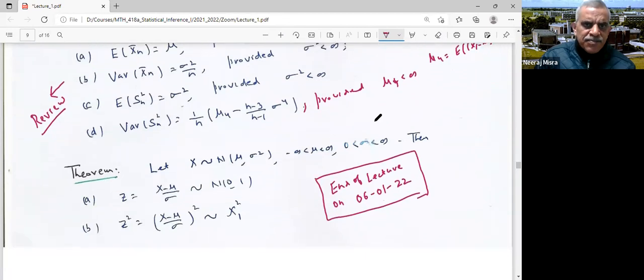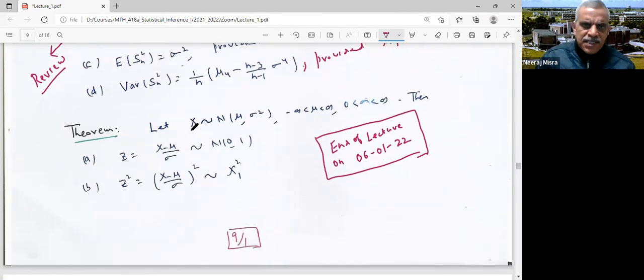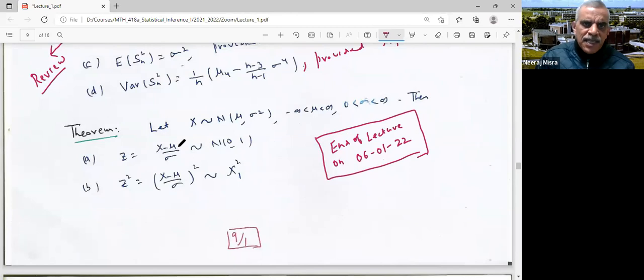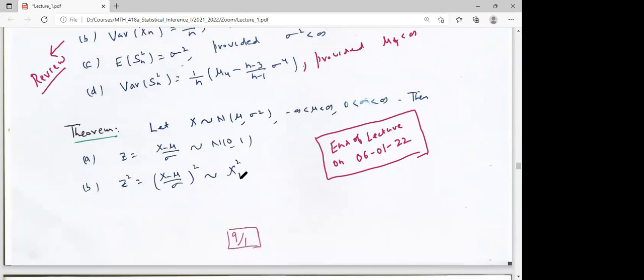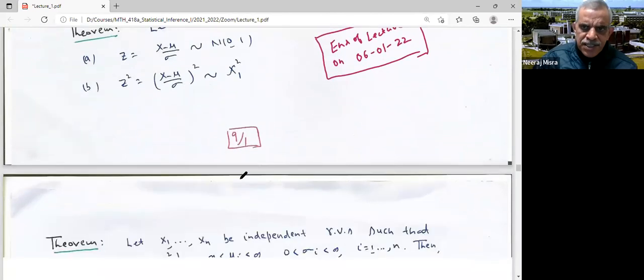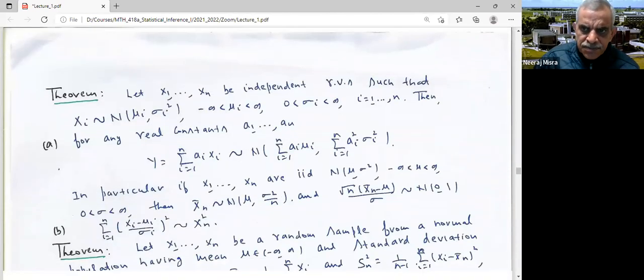Then I did a result that if X is normal mu, sigma square, then if I standardize X, I get a normal 0, 1. So (X minus mu) by sigma would be normal 0, 1. And Z square, which is ((X minus mu) by sigma) whole square, would be chi-square with one degree of freedom. These are standard results which you know from your BSc or the first course in probability and statistics. Now let's do some more results dealing with the sampling distributions.